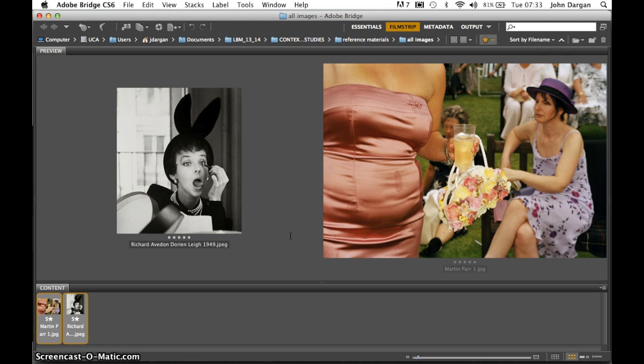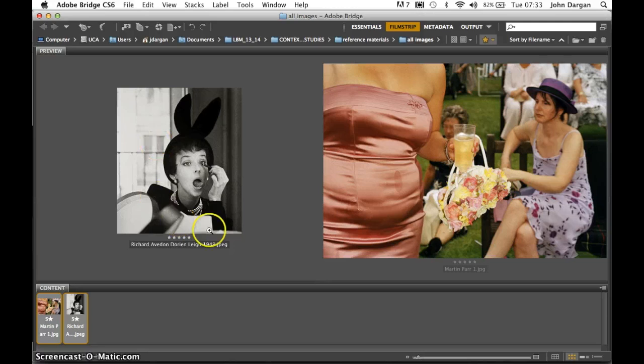So just looking at these two images here, this is Richard Avedon. It's an image of Dorian Lee, and this is Martin Parr. This comes from a book that he made called Luxury, and obviously one's from the 1940s and one is from around 2007. Looking at the similarities and differences, the obvious similarity is they are photographs, and they're photographs of women.